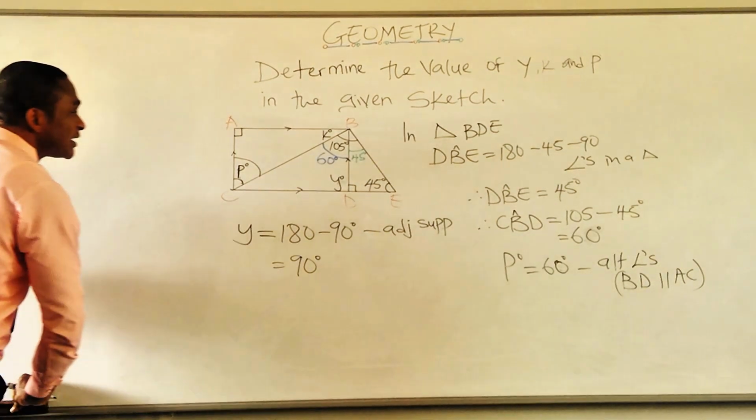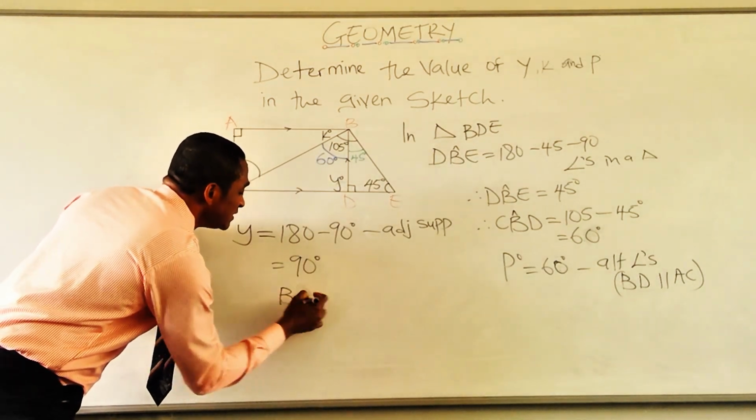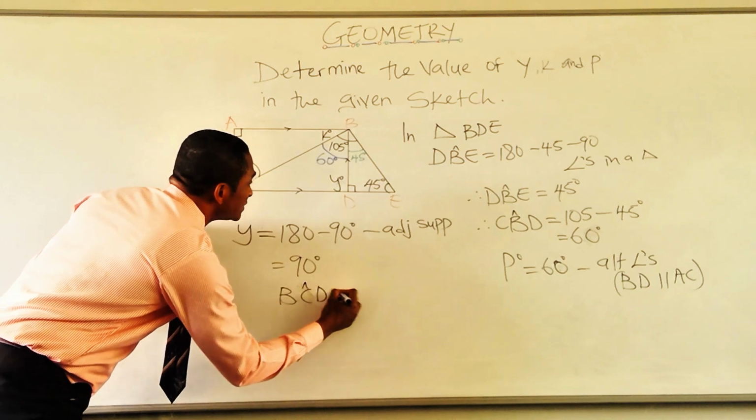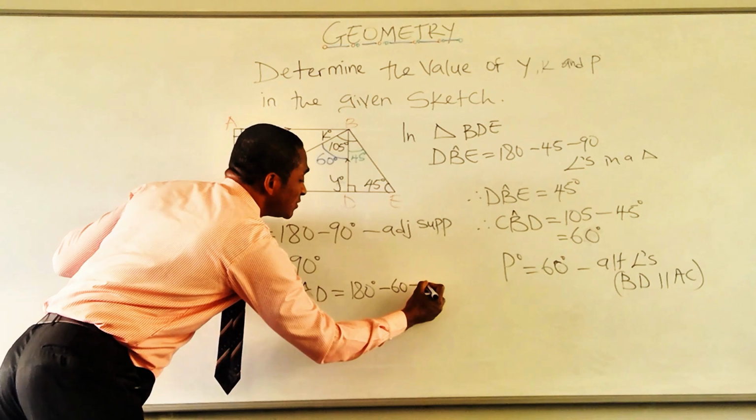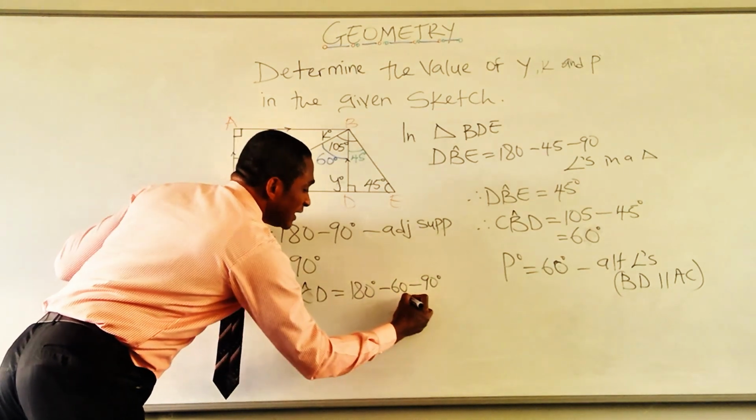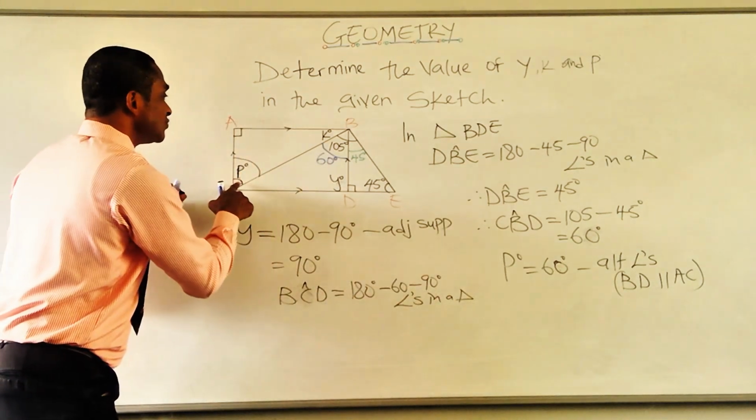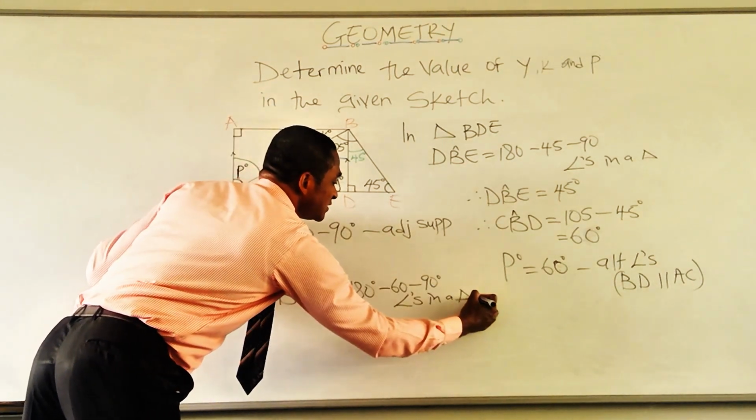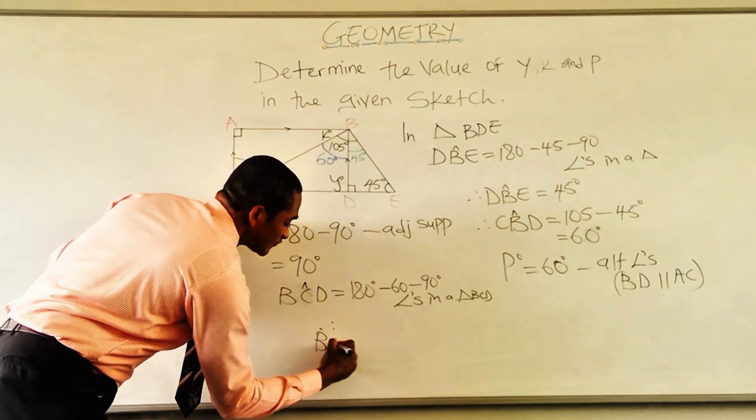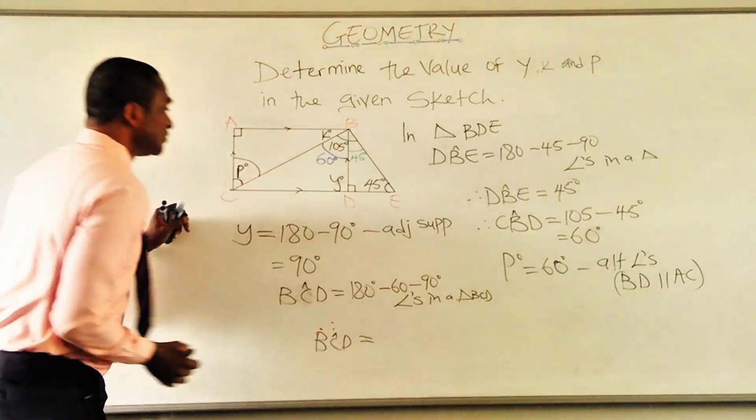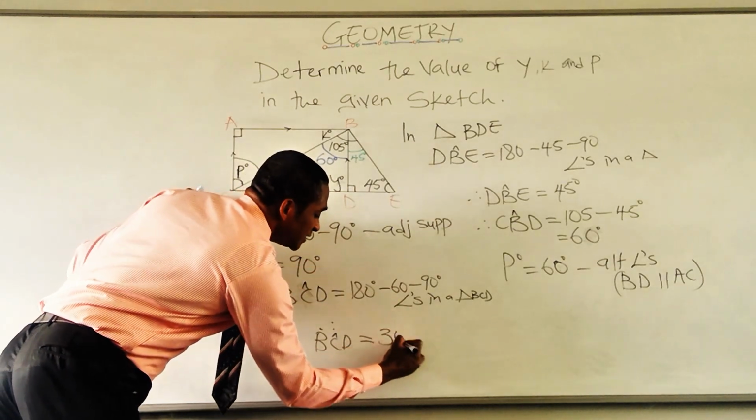I want to be clinical about this. I will say that BCD is equal to 180 minus 60 minus y, which is 90. And my reason is angles in a triangle. And in this case, we are looking at triangle BCD. Therefore, our BCD is equal to 180 minus 150, which is 30 degrees.